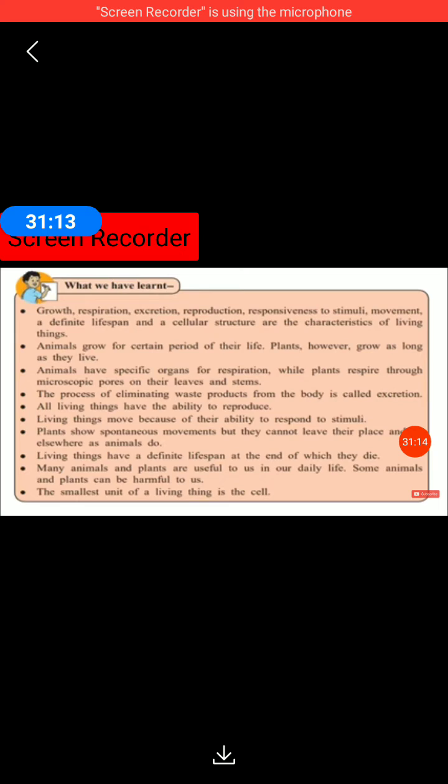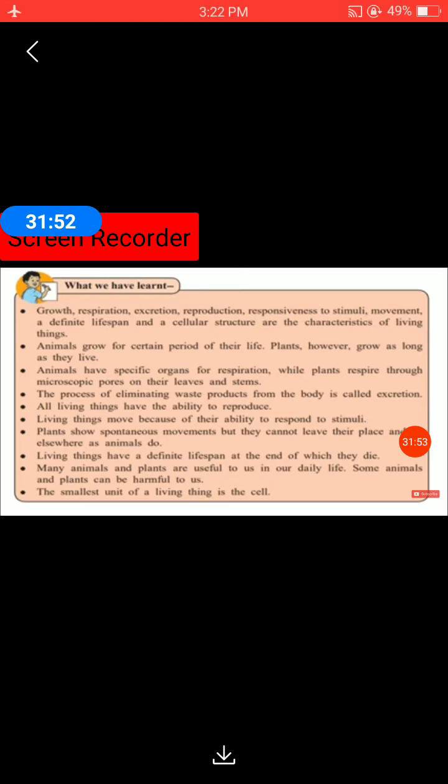Now what we have learned: growth, respiration, excretion, reproduction, responsiveness to stimuli, movement, a definite lifespan and a cellular structure are the characteristics of living things. Also we have studied animals grow for a certain period of their life. Plants however grow as long as they live. Animals have specific organs for respiration, while plants respire through microscopic pores on their leaves. This also we have studied, how animals respire, while plants respire through microscopic pores which are present on their leaves.